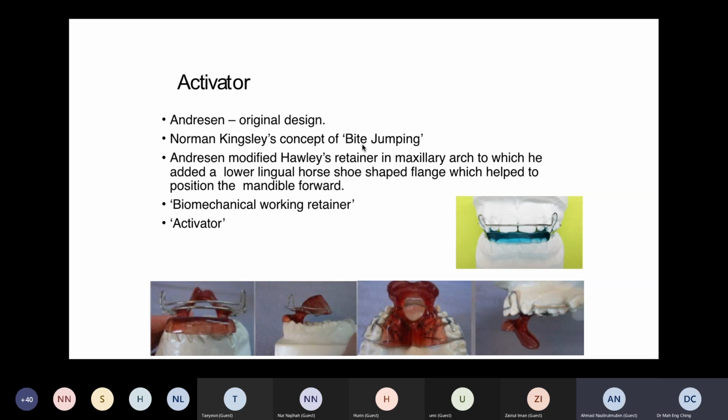So Anderson modified the Hawley retainer, which is already known as the Hawley retainer. They usually have the labial bow plus the Adams clasps in the maxillary arch, to which he added the lower lingual horseshoe-shaped front, which will help to position the mandible forward. So you see the same principle applied. You just position the lower jaw forward. Then hopefully you can pull the upper teeth backward, or you can move the mandible forward. So it's a biomechanical working retainer. It's the same, just a retainer with extra plastic, then positioning the lower jaw forward.